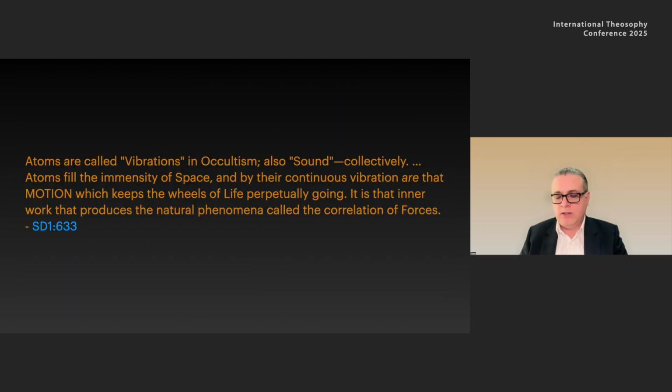Then further, we see in SD 1663 that atoms are called vibrations and sound in occultism. It is by their continuous vibration that motion keeps the wheels of life perpetually going and also produces the correlation of forces. We should note that these atoms mentioned here are not atoms of science, but they are the atom on the highest level existing on the physical plane, and they are referred to as Anu.